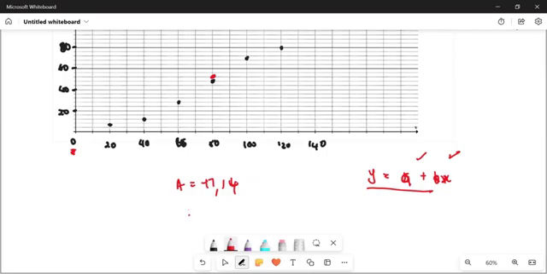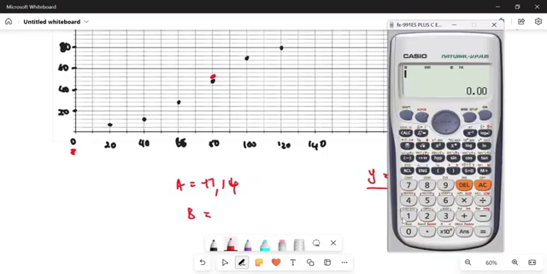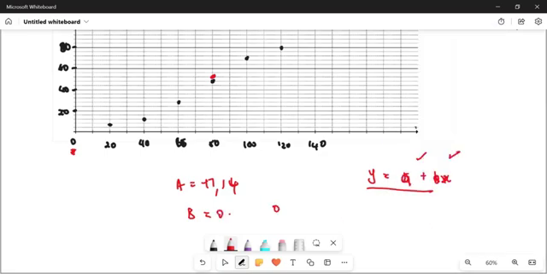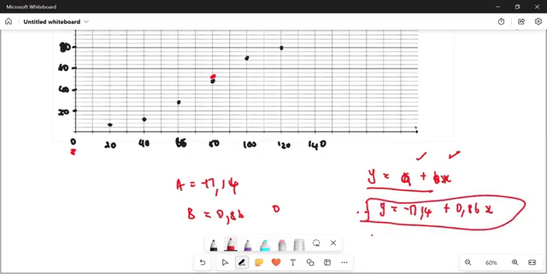We're still fine. Okay, what is our B? Again, shift 1 and then we press 5. Our B is 0.86. Therefore, what is going to be our equation? Our equation is going to say we have minus 17,14 plus our B is 0.86x, like this. Now, as soon as you have this equation, then you should be able to draw a perfect line of best fit.